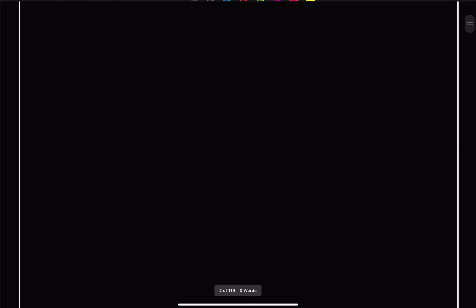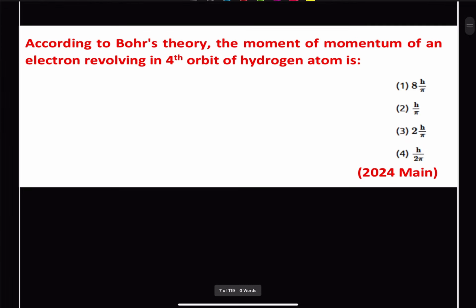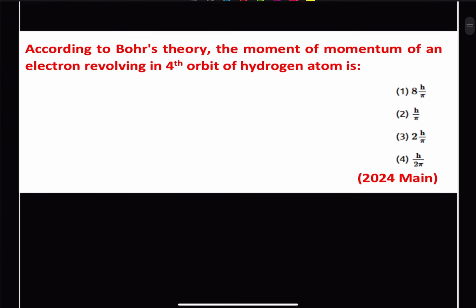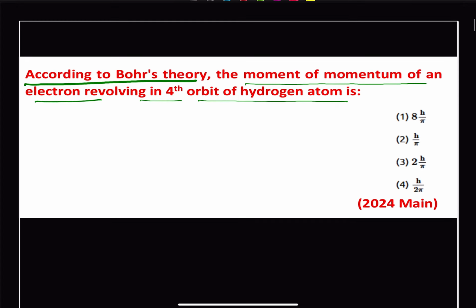Next question. It states that according to Bohr's theory, the moment of momentum of an electron revolving in the fourth orbit of a hydrogen atom is. So here we are going to find out the moment of momentum, which is nothing but our angular momentum. So this moment of momentum term is also our angular momentum.